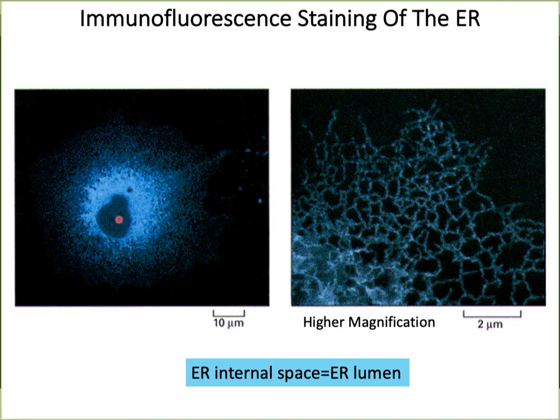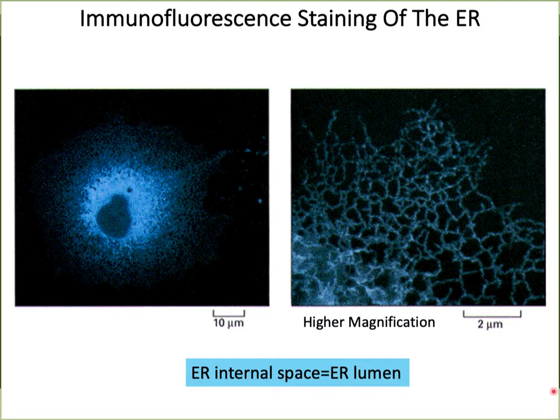This dark region is the nucleus that is not stained, and you can appreciate the extensive network or branching of the organelle when you look at the immunofluorescence staining at a higher magnification. What is important to note is that the internal space of the endoplasmic reticulum, which is also known as the ER lumen, is actually one continuous space.